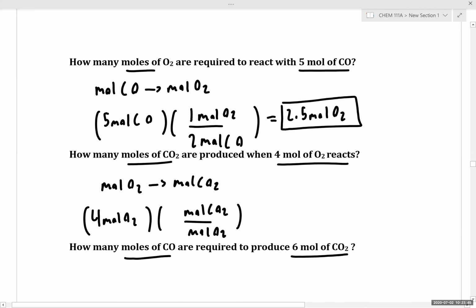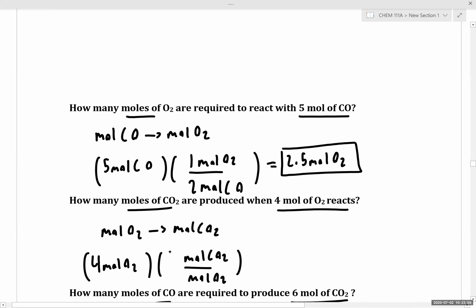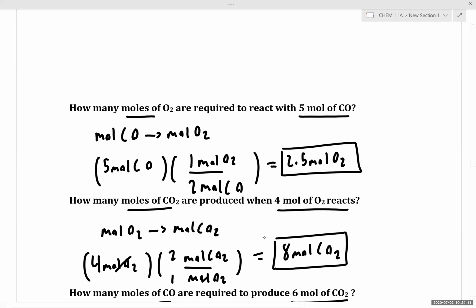What is our ratio? What is our mole to mole ratio of carbon dioxide to oxygen? What's our ratio of carbon dioxide to oxygen? 2 to 1. So multiplying it out, we get 8 moles of CO2. And I corrected the Canvas quiz to reflect that.